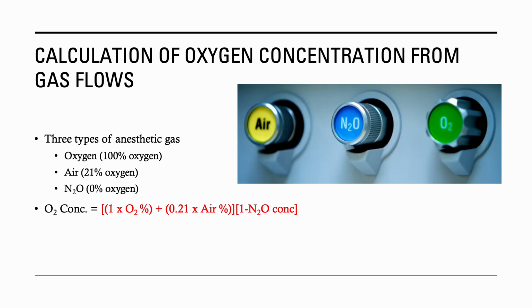Now, if you're also mixing nitrous oxide in there, you have to understand that nitrous is 0% oxygen. It's pure nitrous oxide. And so you need to multiply the amount of oxygen in the air and O2 by 1 minus the nitrous concentration. So for example, if you're running 60% nitrous, you would need to multiply the concentration of oxygen in both the O2 and the air by 0.4.